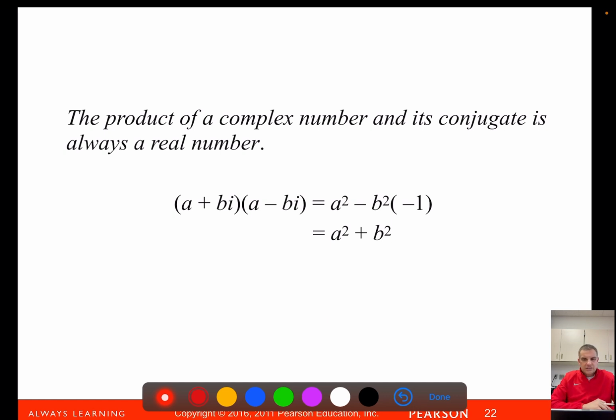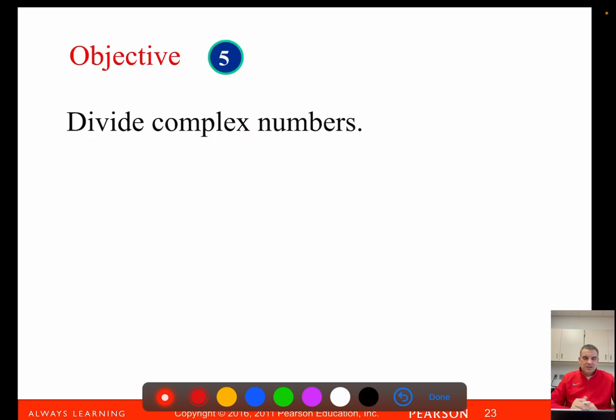Just difference of squares. This is what's called a conjugate. Just FOIL. If you take a complex number times its conjugate, it changes the symbol in between. You'll notice the a and the bi are the same, but this is a plus and that's a minus. The conjugate changes the symbol. Everything else remains the same. There's a pattern to that, and what essentially this becomes is a squared plus b squared. You're going to FOIL it.